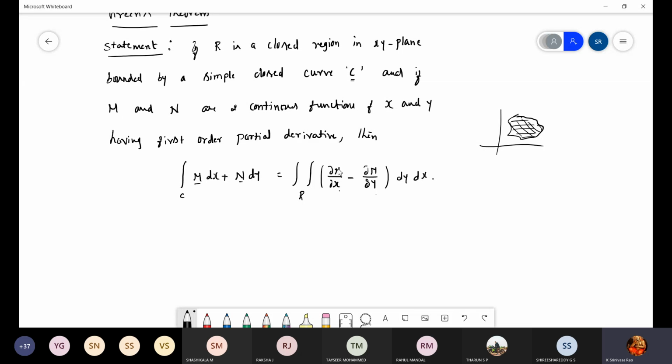This type of problem, they may ask you to verify. Verify means you have to solve the LHS separately and the RHS separately. This is one type of question. Another type is evaluate. Evaluate means if the LHS is mentioned in the problem, you should consider the RHS and solve it. If the RHS is given, you should consider the LHS and solve it.